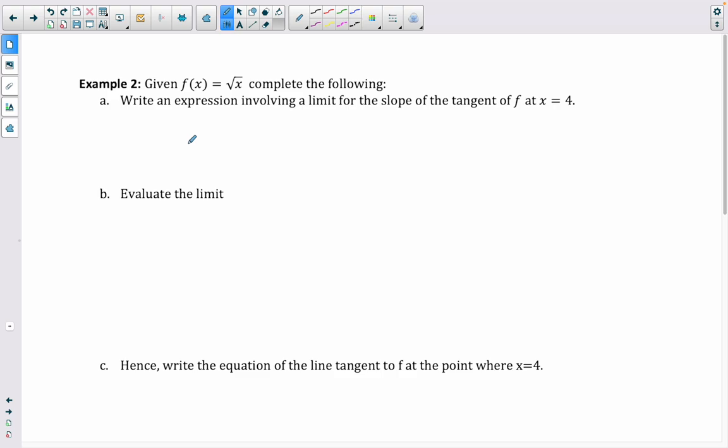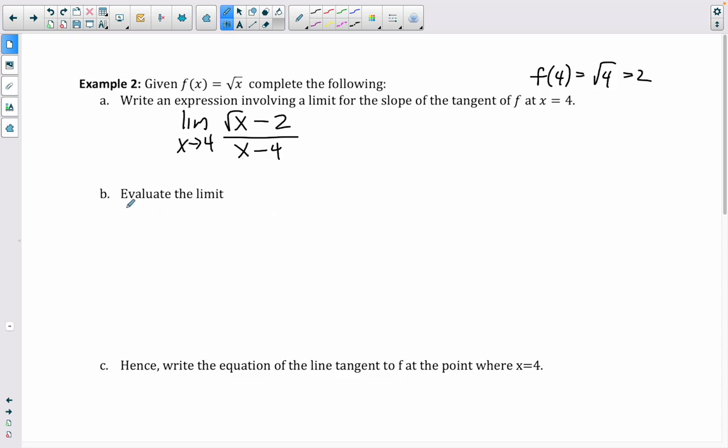All right, so if you tried this, given f of x equals the square root of x, complete the following. Write an expression involving a limit for the slope of the tangent at x equals 4. So we're going to use the limit as x goes to 4. My function is square root of x. Now I'm going to evaluate it at 4. So f of 4 is the square root of 4, which is 2. So minus 2 over x minus 4. So that is the expression involving a limit for the slope of the tangent at x equals 4.